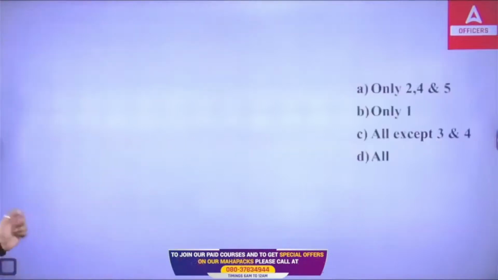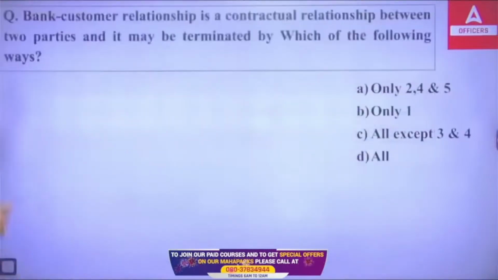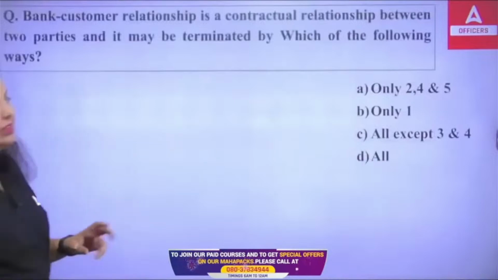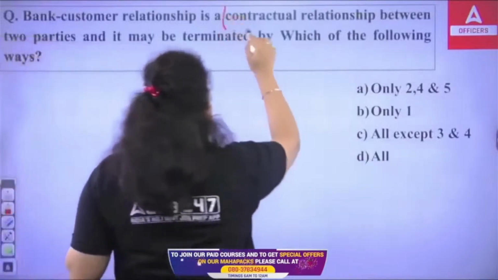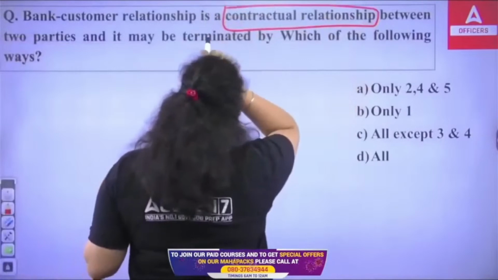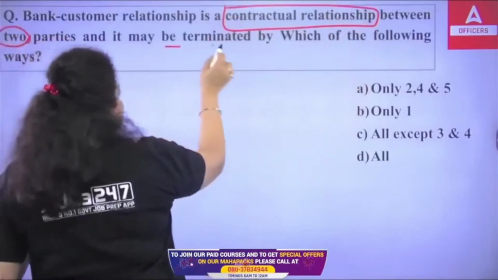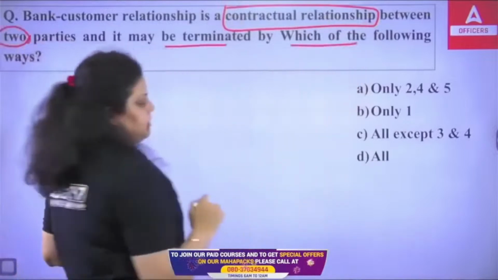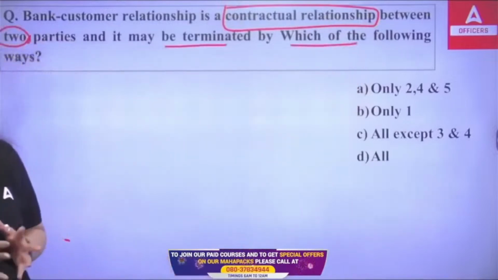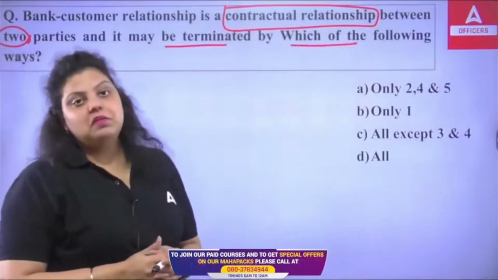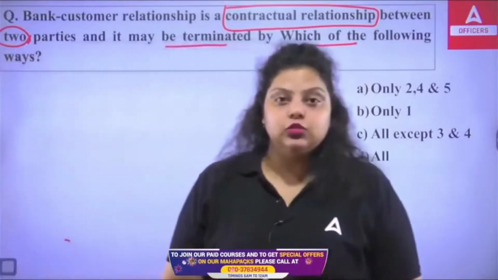Okay, next question. Now, bank-customer relationship is what? It's a contractual relationship. Obviously, bank-customer relationship is a contractual relationship between two parties, and it may be terminated by which of the following ways. So, every time bank and customer is having a relation, that's a contractual relationship between bank and customer.